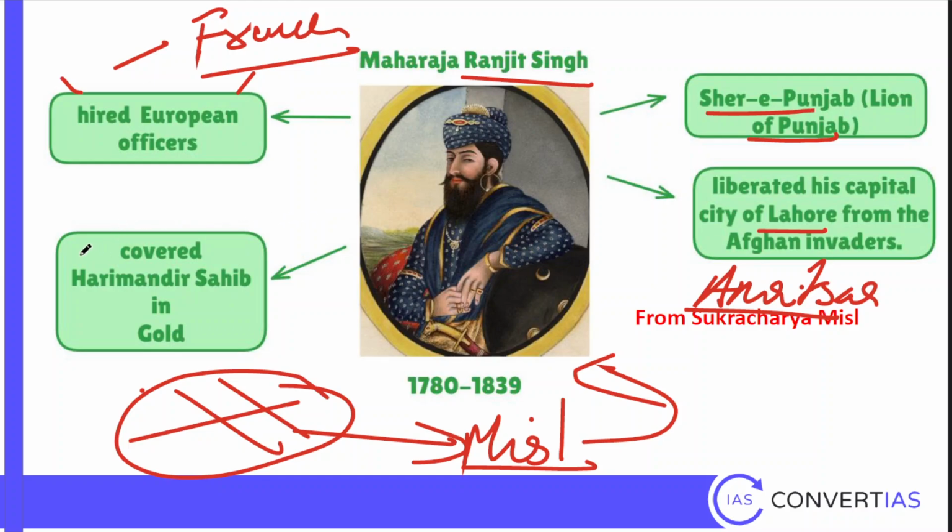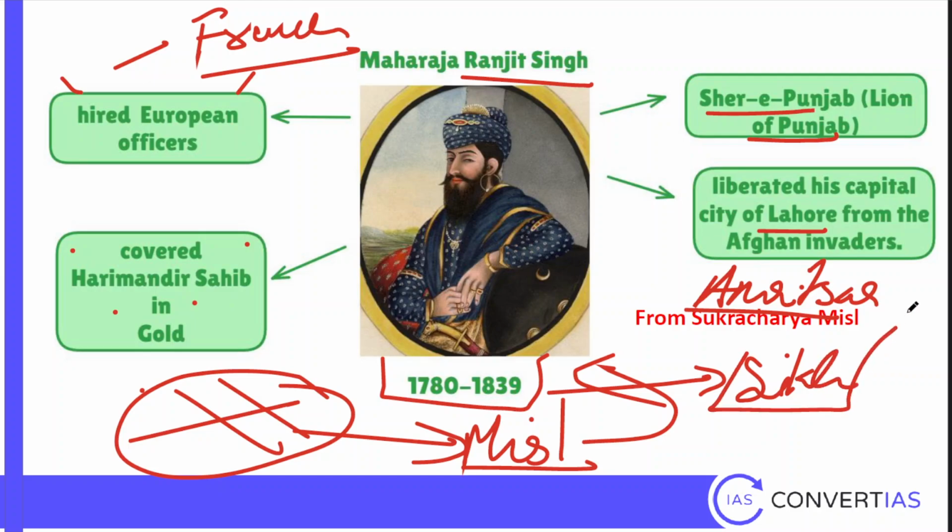He covered the Harmandir Sahib, which is the Golden Temple, in gold, and that's how we know it as Golden Temple now. So he is the person. And look at his timeline. This timeline is important. In 1839, he dies, and after he dies, the Sikh annexation happens. The British annex the state of Sikh to the Indian Union, or whatever the British controlled territory. Now that we will discuss as a separate thing when we talk about the British annexations. But this person is important, and his death year is also important.